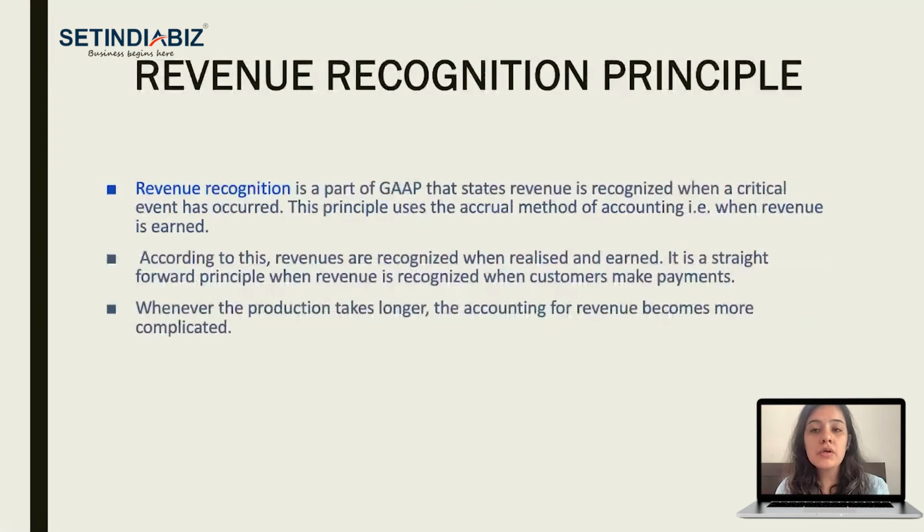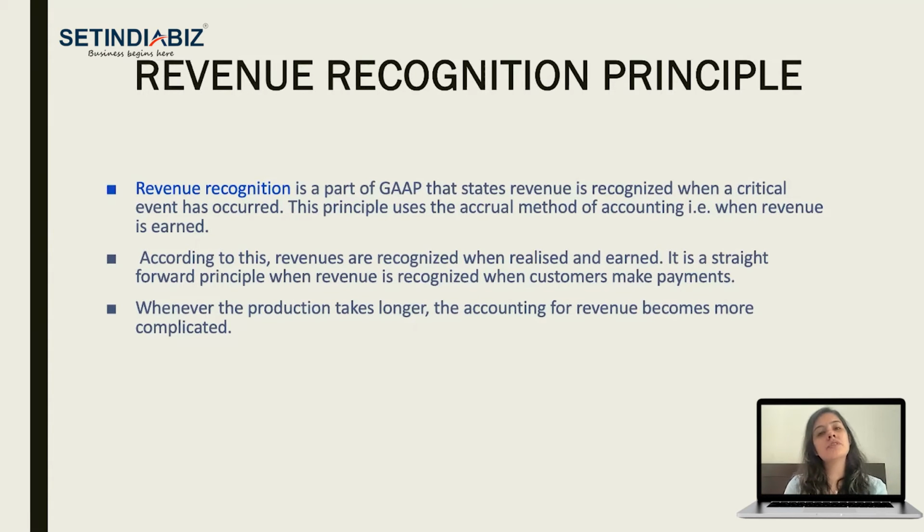Revenue recognition principle. Now, what is the revenue recognition principle? Revenue recognition is a part of GAAP that states revenue is recognized when a critical event has occurred, right? So revenue recognition, I'll just brief you before explaining further. Revenue recognition means whenever revenue has occurred, whenever that transaction has occurred.